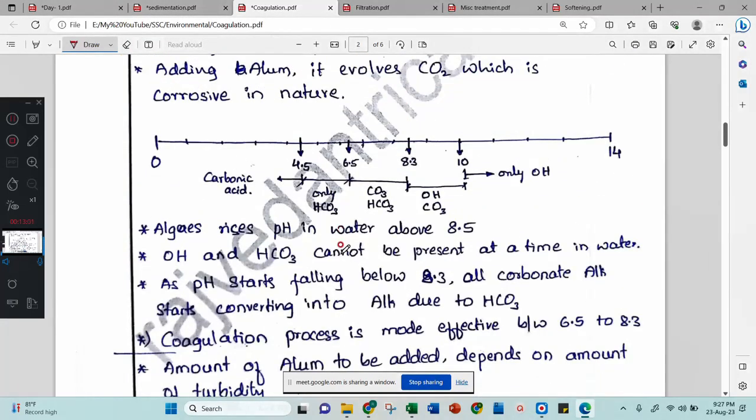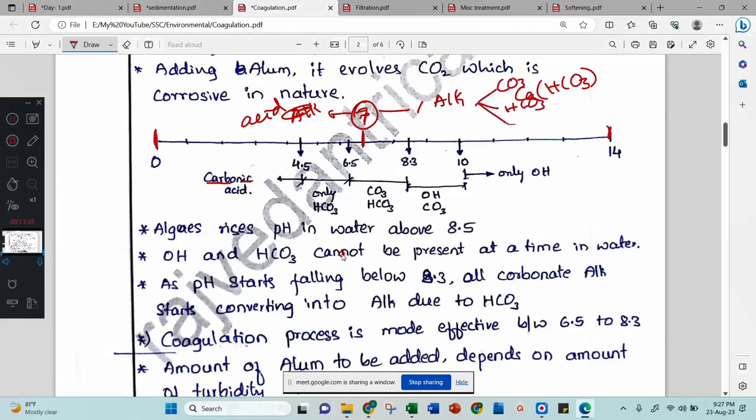Next, these are all written here. Now look at here. Alum is working with what? Alum is working with the calcium bicarbonate. Calcium bicarbonate, when will it be available in the water? See here, this is carbonic acid, pH 0, pH 14. Then where is 7? 7 is here. This is pure water. This is acid, and this is alkaline. Alkaline means what? It is CO3 or HCO3 or OH.